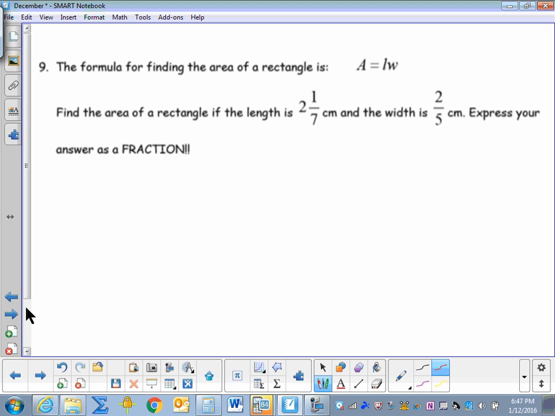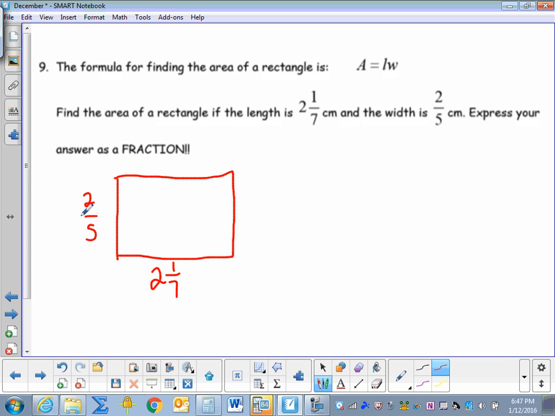Number 9, the formula for finding the area of a rectangle is the area is equal to the length times width. Find the area of a rectangle if the length is 2 1/7 centimeters and the width is 2/5 centimeters. Express your answer as a fraction. So let's draw a picture of a rectangle and label it. The length is 2 1/7, and the width is 2/5.